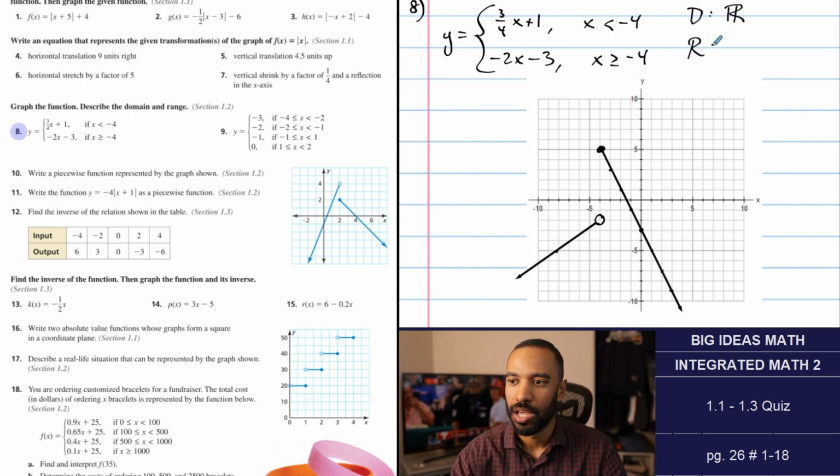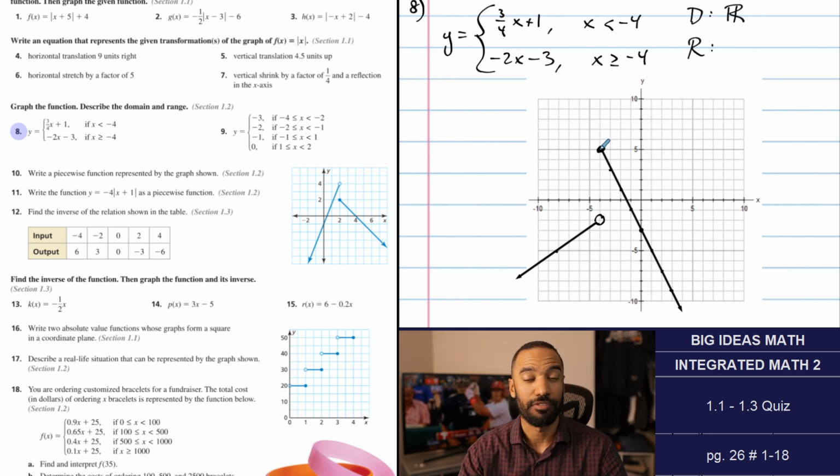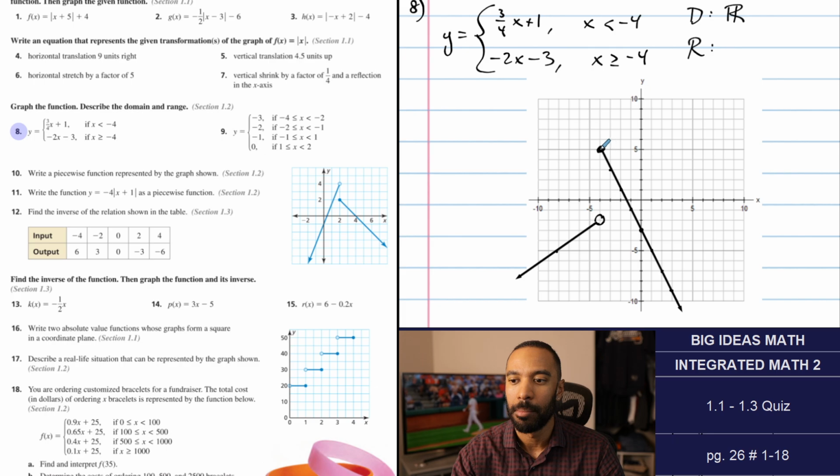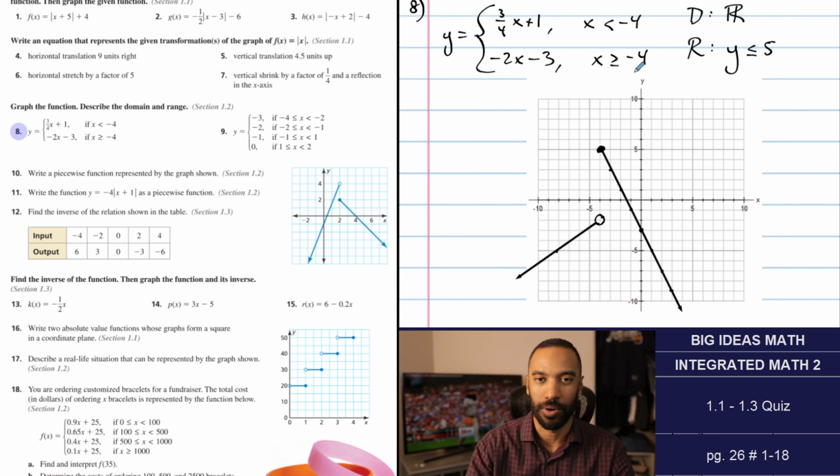The range, the y values only go as high as 5, and it hits every y value below that. Once again, if you believe -2 is not hit, I can show you right there that -2 is indeed hit. But 5 is the absolute highest that this goes. So y is less than or equal to 5.